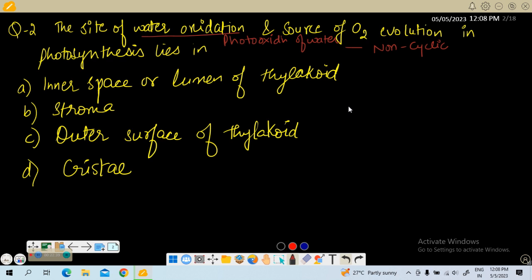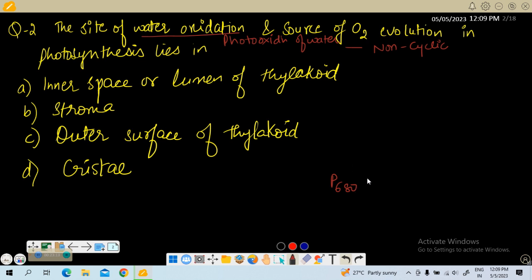So here again, what happens? P680 is there. In non-cyclic, both photosystems are there, photosystem 1 and photosystem 2. Here P680 means I'm talking about photosystem 2. Now how does this reaction take place? Photooxidation, or sometimes it's called photolysis, it's the same thing. The PS2 reaction center, P680, by transferring an electron to the primary acceptor, becomes oxidized. The oxidized chlorophyll takes a replacement electron from water. Now it will split, releasing oxygen too.